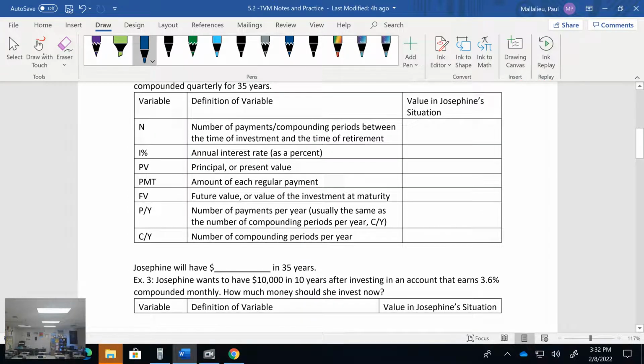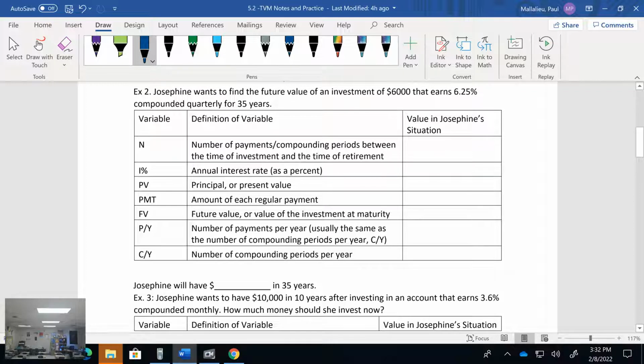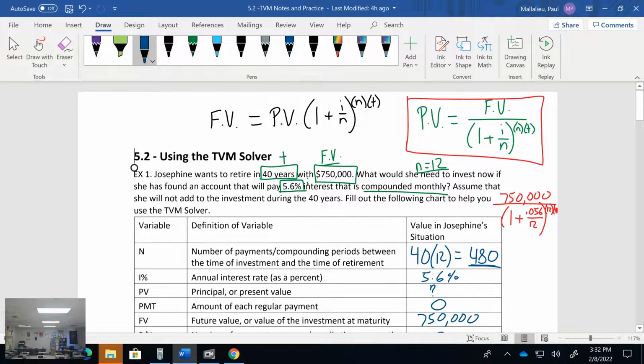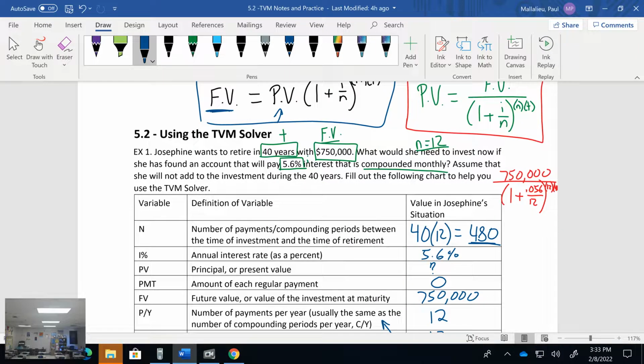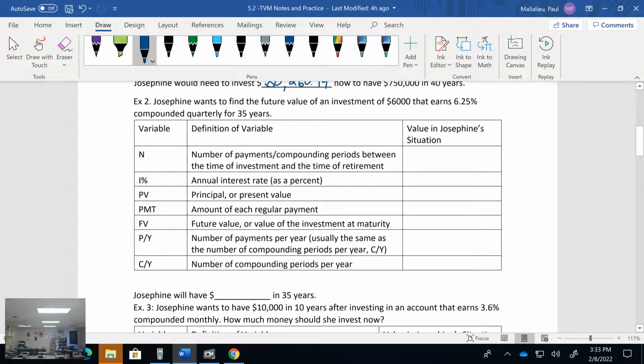All right, so let's look at another one. Now in this case, Josephine wants to find the future value of an investment. So she has a present value now. So we know we're using the other equation, the one that is set up where we want to find the future value because we have a present value. So we're going to use this, meaning there's no fraction like in the other one.